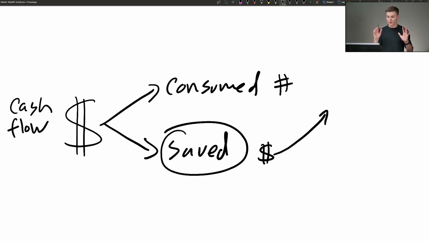So just real quick, you have money coming in. Your money can either go two places. It can be consumed or it can be saved. And the question that we want to be able to answer is, given what you're currently doing, how much money do you need to save? What needs to happen in your model so that you can maintain your current lifestyle?